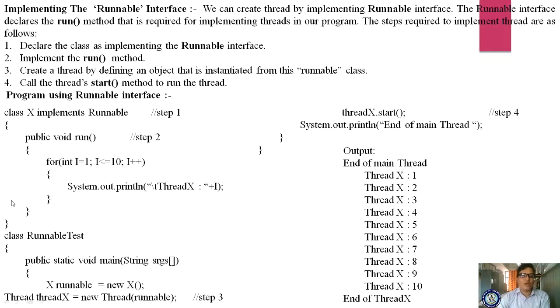Now I am writing one more class. The class consists of a main method, public static void main(String args). Now please observe here. X runnable = new X(). So for the class X you are creating the object. What is the name of the object? runnable. Now observe here, Thread threadX = new Thread(runnable).